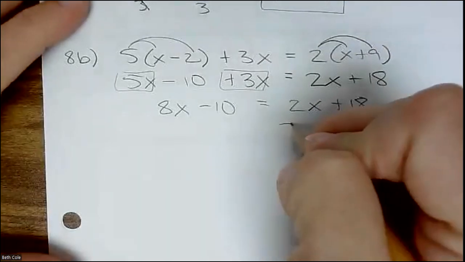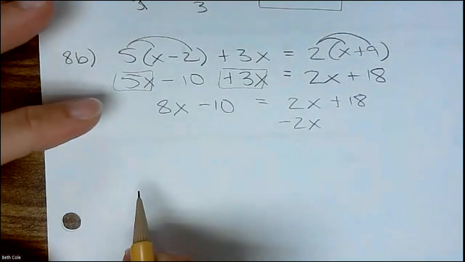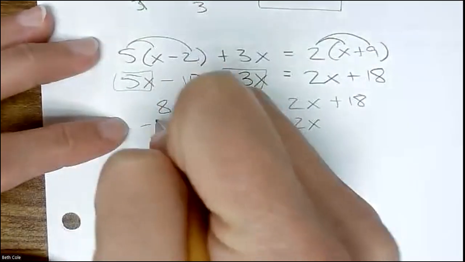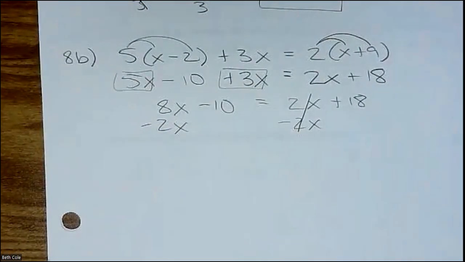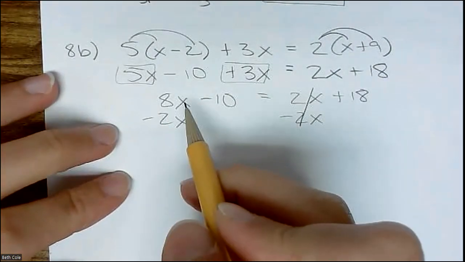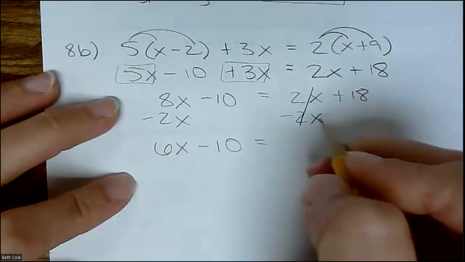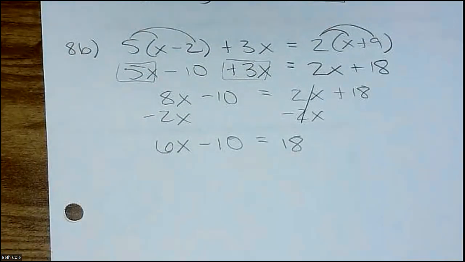We're going to subtract the 2x. Where should I write it on this side? My minus 2x, under the 8x. Very good. You know what you're doing. You just got to stay focused. That's all. All right, so that's going to give us what? 6x minus 10 equals 18.